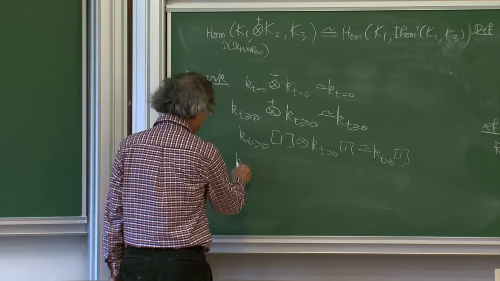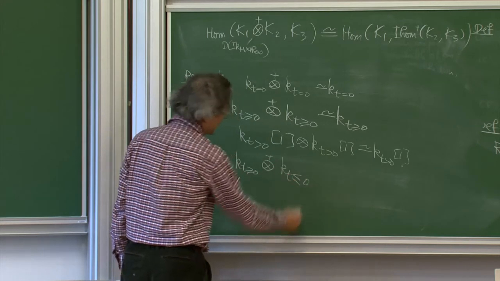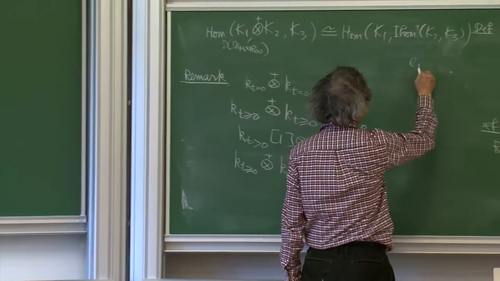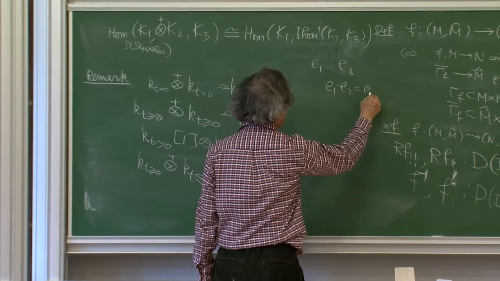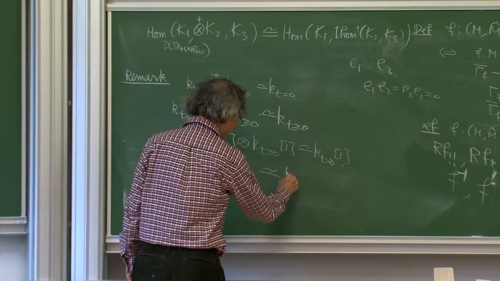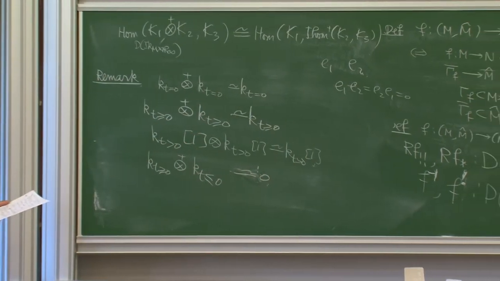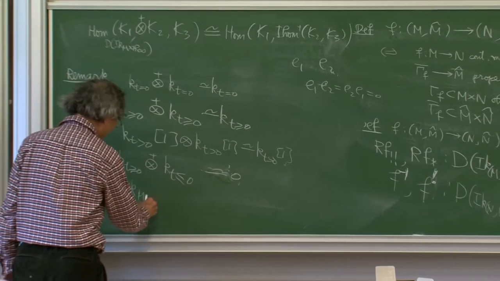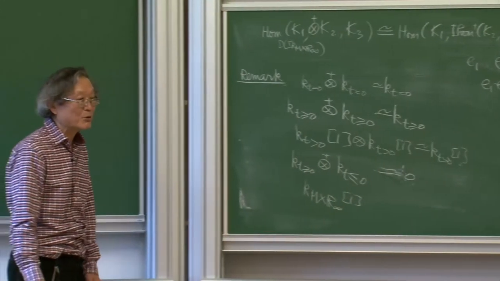And this one and the negative one are orthogonal. You remember that idempotents are called orthogonal if their tensor is zero. And that is at zero. Okay. And the other one is the infinity one, which is also idempotent.